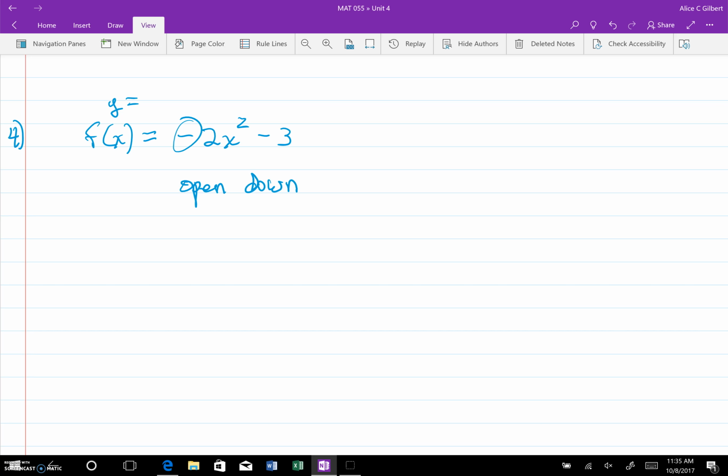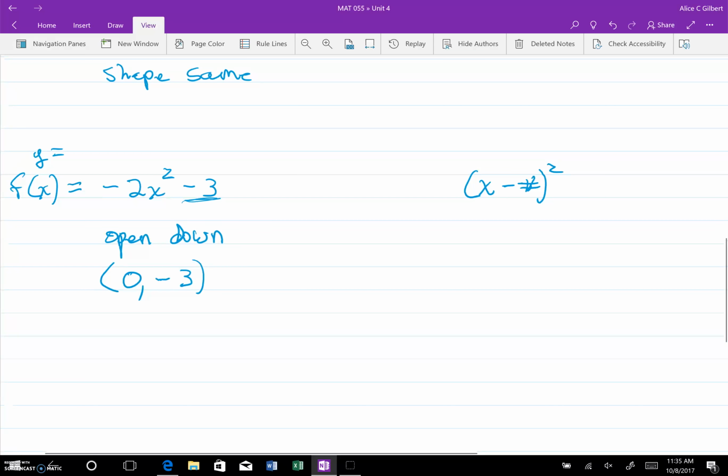Because of this guy, in front is a negative. Next thing I need to figure out is my vertex. Well, there's nothing with the x. In order for it to be with the x, it's got to be some number in here, plus or minus, squared. But there's not even any parentheses, so that means it's going to be 0. And then this guy is outside of my x. So that's my y coordinate, and he keeps his sign.